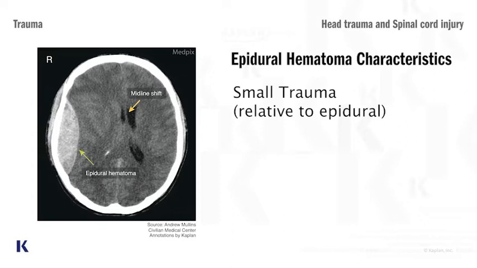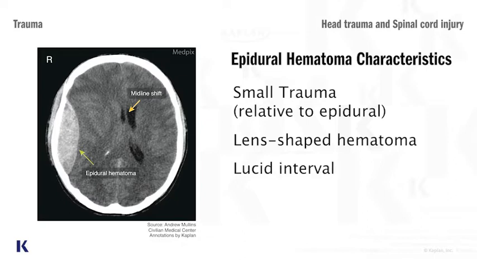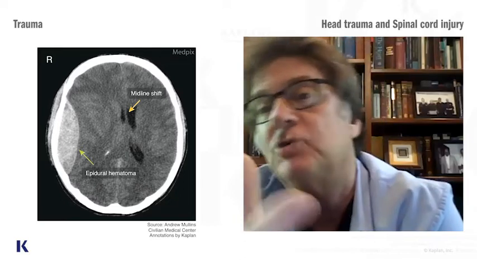a lens-shaped hematoma, a lens-shaped, and a lucid interval, meaning the patient goes unconscious, then wakes up and seems fine, and then goes unconscious again. Let me repeat those three things. Small trauma, lens-shaped hematoma, and lucid interval. A subdural hematoma is large trauma.